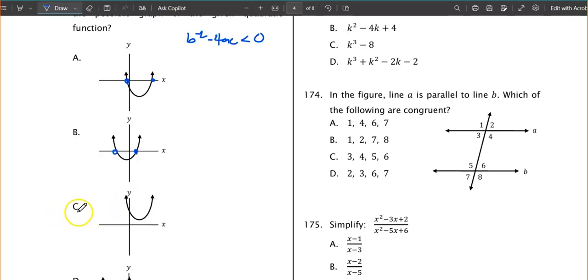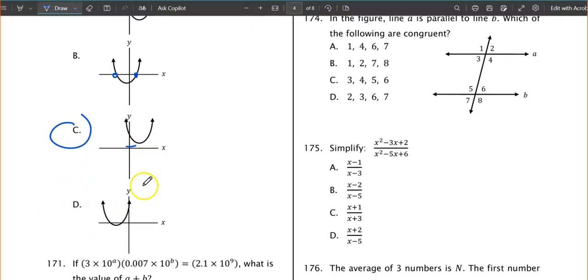Two solutions. And then what else? This is a letter C. Again, look at the graph. It did not touch the x-axis, meaning to say the roots are imaginary. So letter C will be our answer.